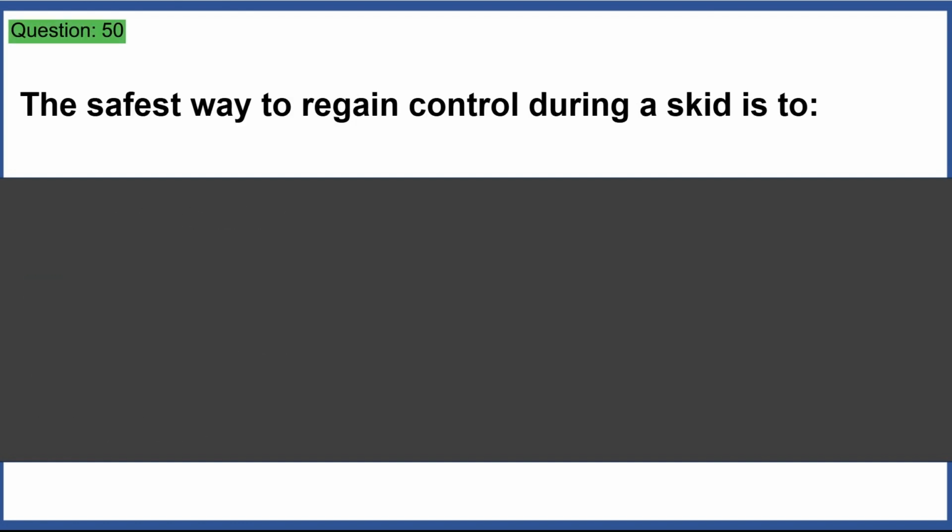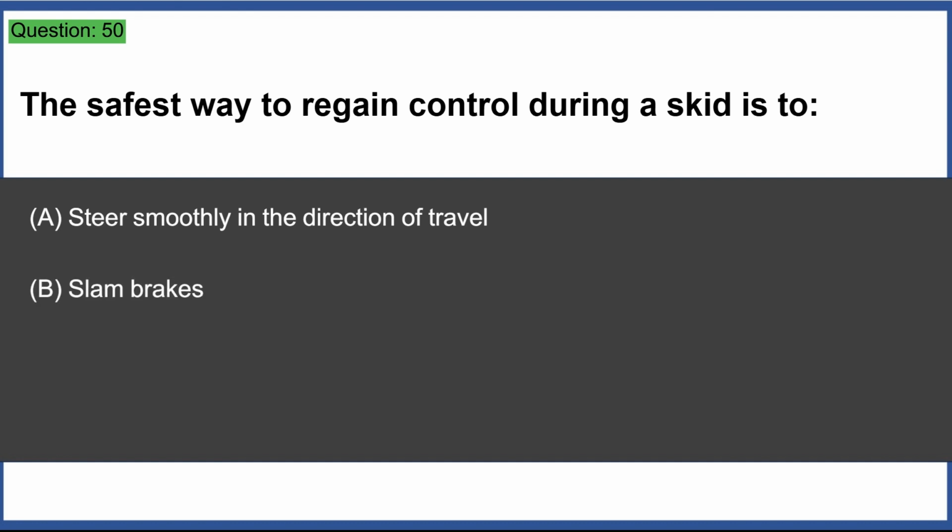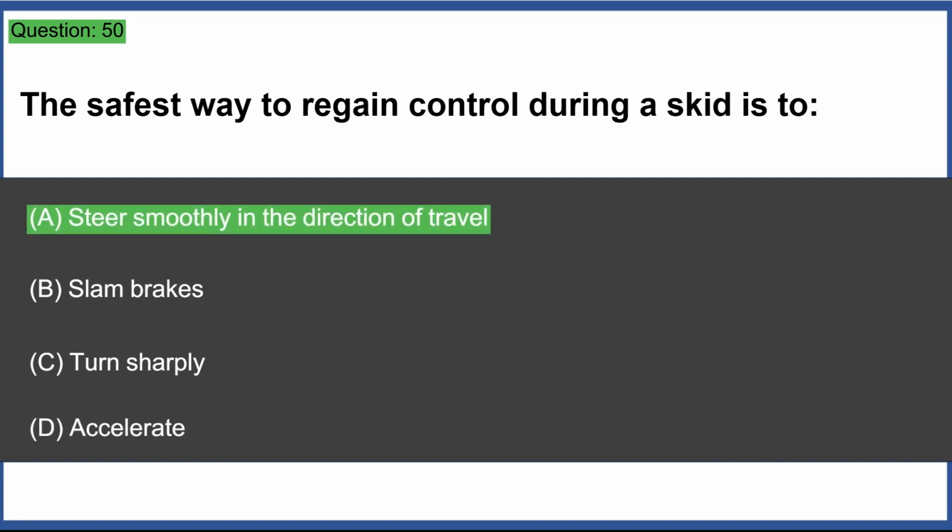The safest way to regain control during a skid is to: A. Steer smoothly in the direction of travel. B. Slam brakes. C. Turn sharply. D. Accelerate. Answer A. Steer smoothly in the direction of travel.